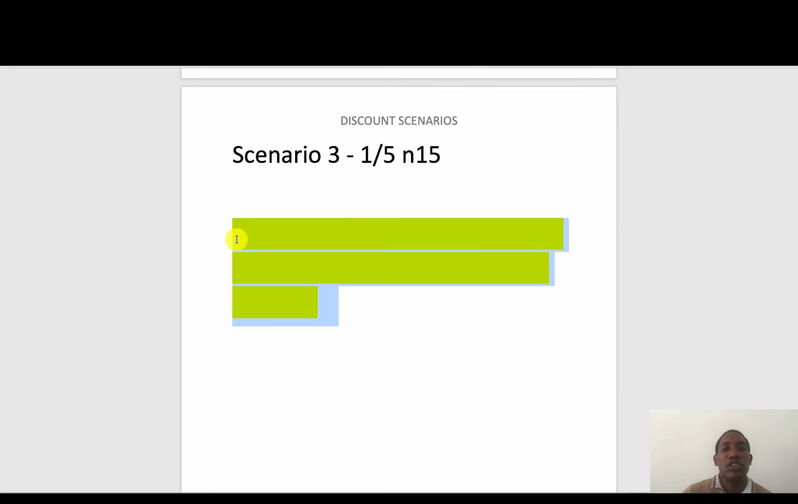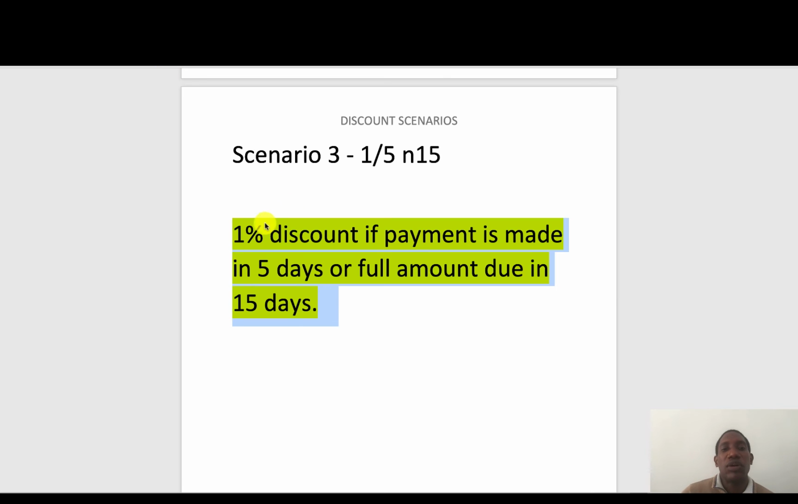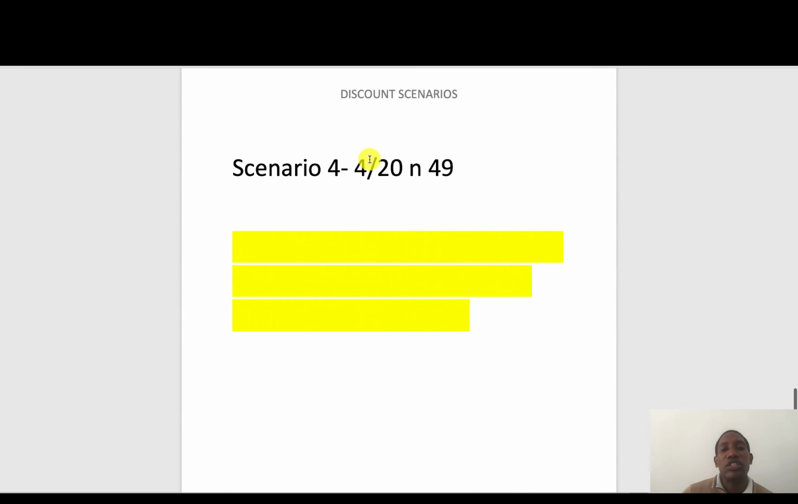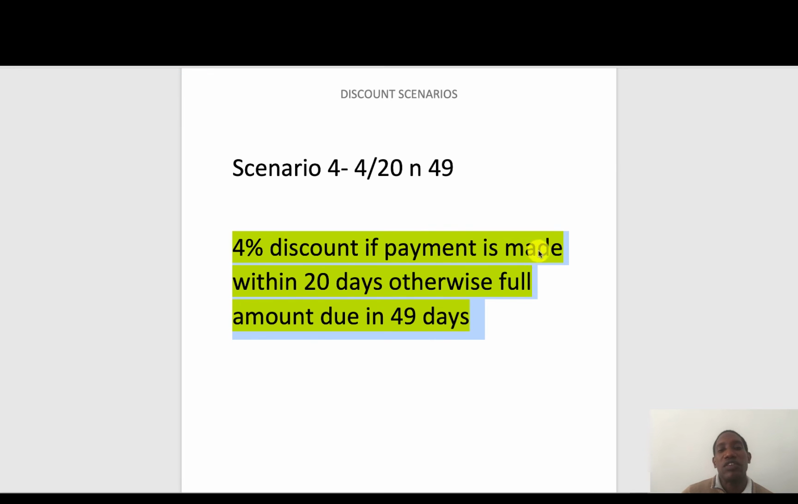Pause the video and see if you can figure out what that means if you need the time. Okay, well, what is that? Well, it's a 1% discount if payment is made within 5 days, or full amount due within 15 days. Okay? And then the last one, scenario 4, 4, 20, and 49. Pause the video and see if you can figure out what that means. Well, this is a 4% discount if payment is made within 20 days, or the full amount due within 49 days. All right, so those are discount terms.